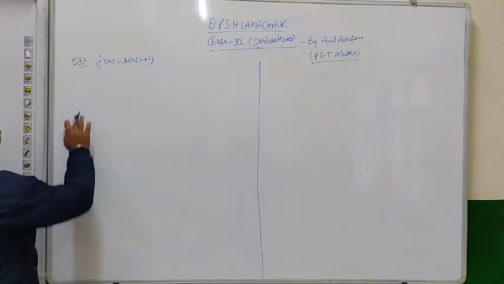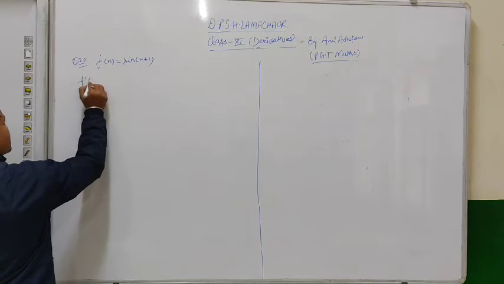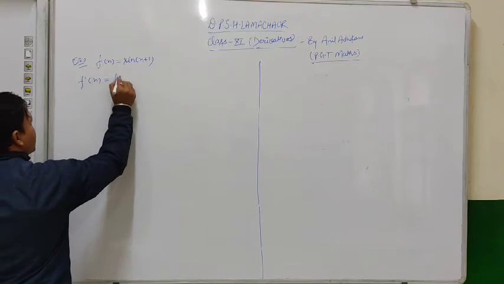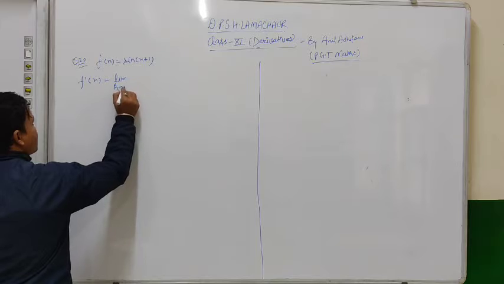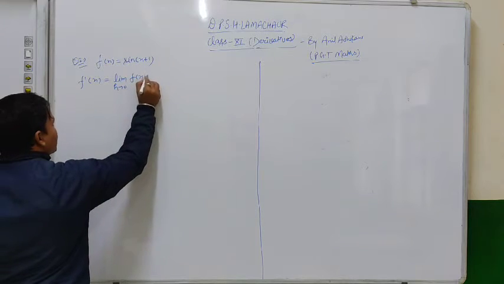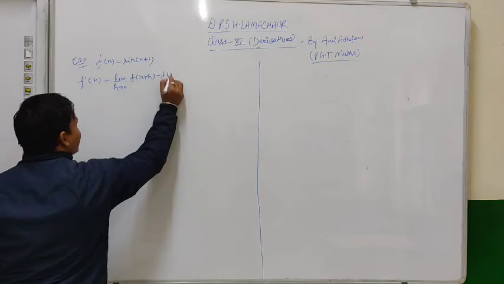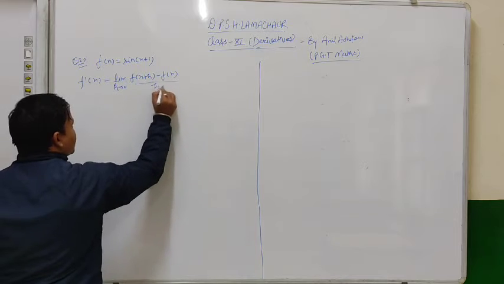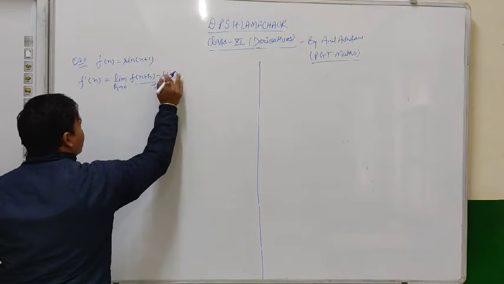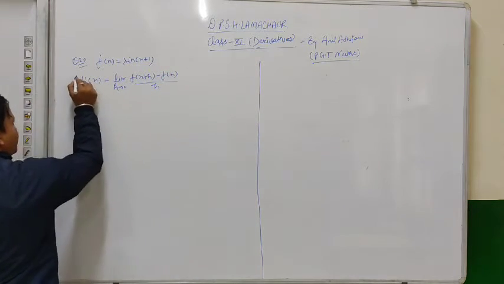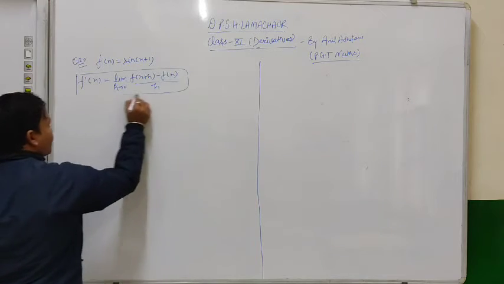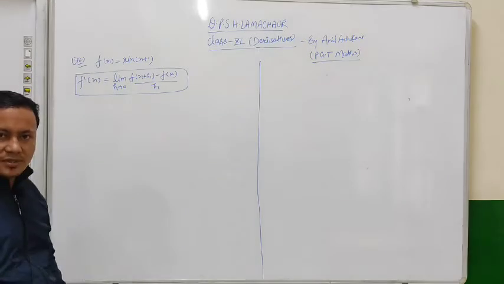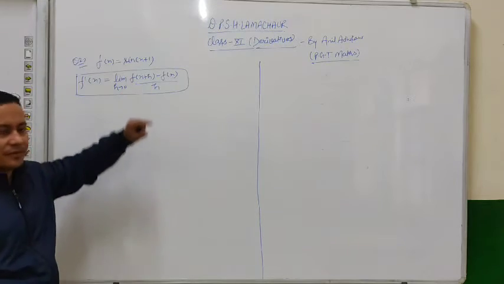Again we will write f dash x equal to limit h tends to 0 of f of x plus h minus f of x upon h. Okay, this is the formula of finding the derivative by first principle. And we will use this formula to find the derivative of this given function.